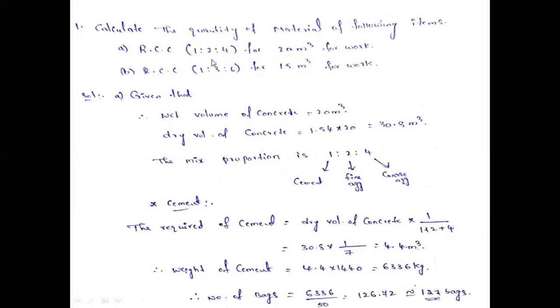in this A, RCC 1:2:4 mix design and 20 cubic meter is the wet volume of concrete. So you write wet volume of concrete equal to 20 cubic meter. Next, convert to dry volume of concrete equal to 1.54 multiplied with 20, equal to 30.8 cubic meters dry volume. Next, the mix proportion is 1:2:4. So 1 is cement, 2 is fine aggregate, 4 is coarse aggregate.